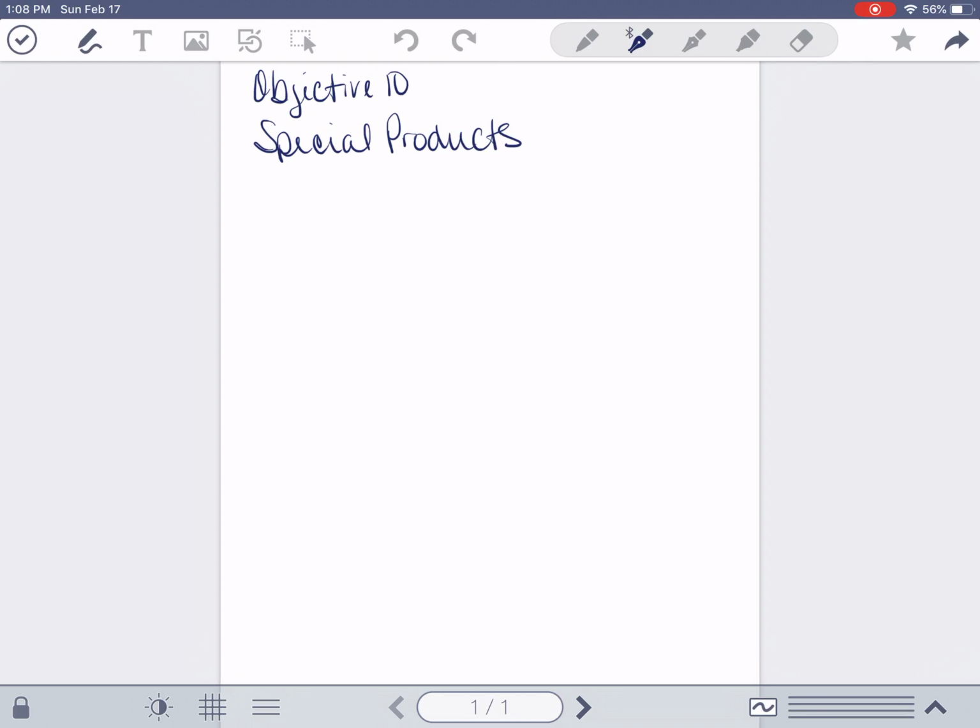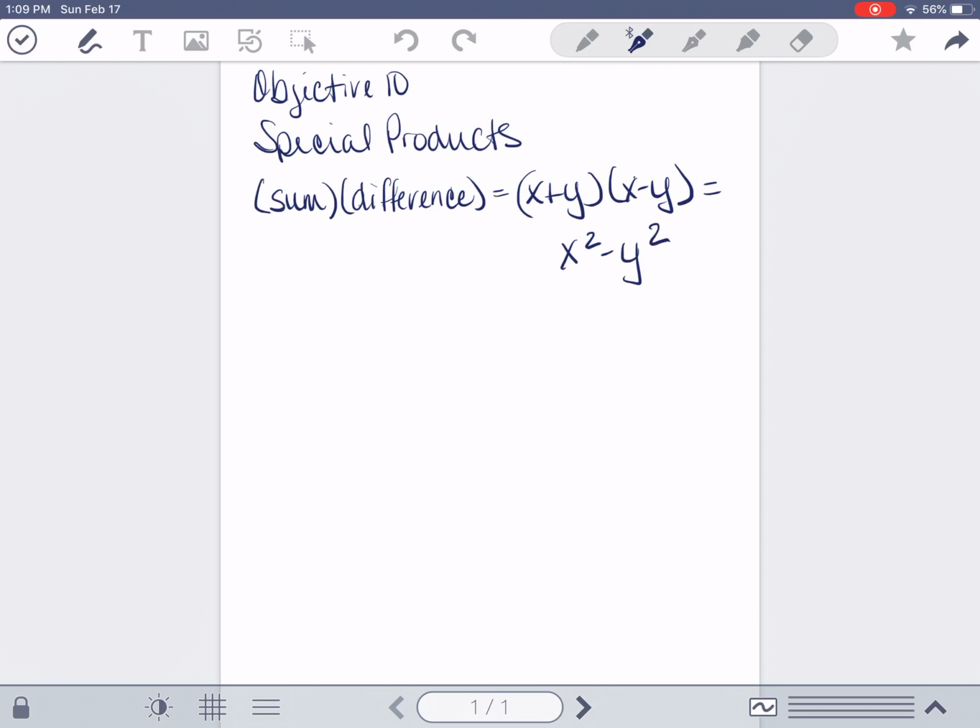Today we're going to be talking about Objective 10, which is your special products. So you have some special product formulas that we're going to talk about today. This is whenever you have two binomials, one is the sum and one is the difference of the same thing. So that's x plus y times x minus y. When you have that case, it always equals x squared minus y squared. So that's your first special product formula.